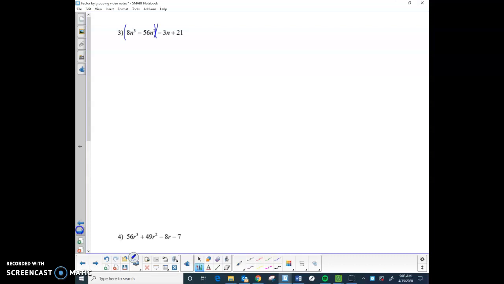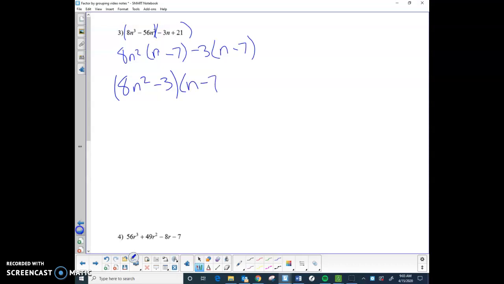Alright, another example. This first one, I'm going to pull out an 8n squared, and I'm left with n and a minus 7. The next group, I'm going to pull out a minus 3, and I'm left with an n and another minus 7. So we've got 8n squared minus 3 and n minus 7. You could check that the same way.